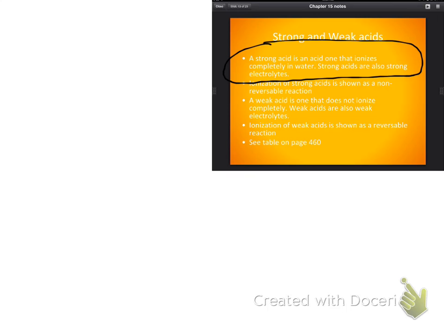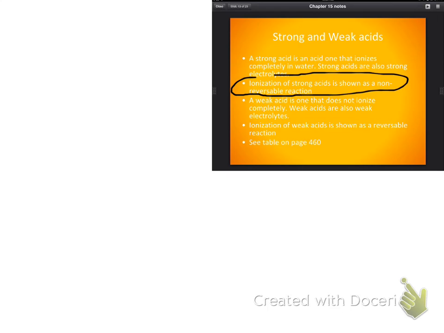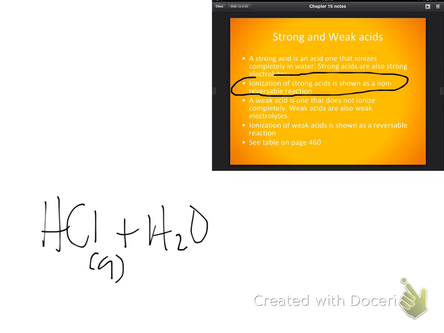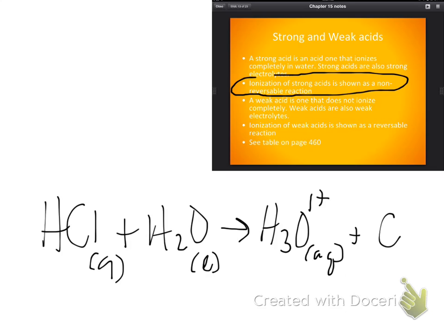Whoops. Let me get that line out of there. We talked a little bit about this in the last chapter actually. We show HCl plus H2O, and this is typically gaseous, this is liquid, and we form an aqueous solution of H3O+ and Cl-, also in aqueous solution.